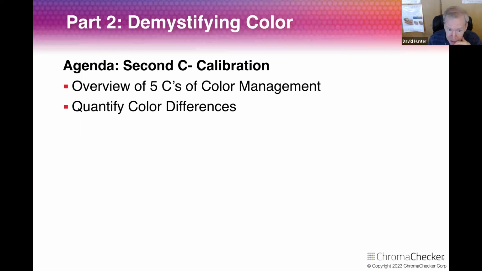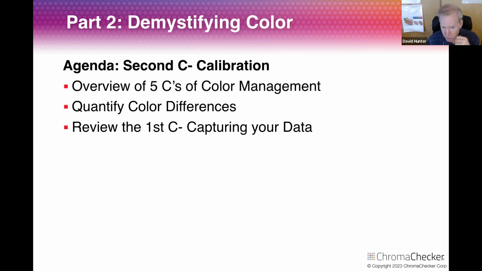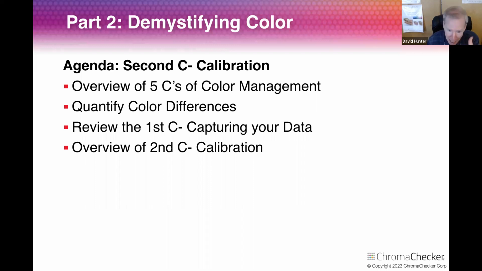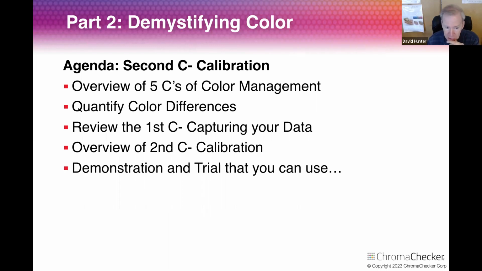And one of the key definitions that we need to establish is, how do you quantify color differences? Especially when we're talking about the same printer, how it's printing from, let's say, Monday to Tuesday or Tuesday to Wednesday. We need to be able to quantify the color difference in how a printer is printing the same print on multiple days of the week. So we'll go through that. And as I mentioned, we'll do a little review of the first C, which is capturing your data. Then we'll go into the second C, which is calibrating your devices to make sure they're consistent. And then we'll do some demonstration and give you access to some trial software.